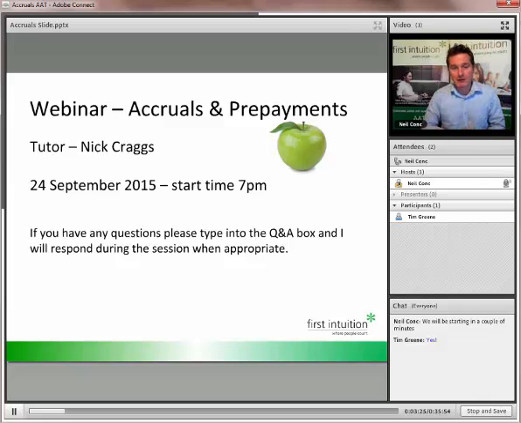There are two ways of doing accruals and prepayments. One is a balance carried down within an expense account, which is wrong in my opinion, and the other way is to use the accruals and prepayments account, which is why they're there. And that's the method I'm going to use because that's what you do in the real world.